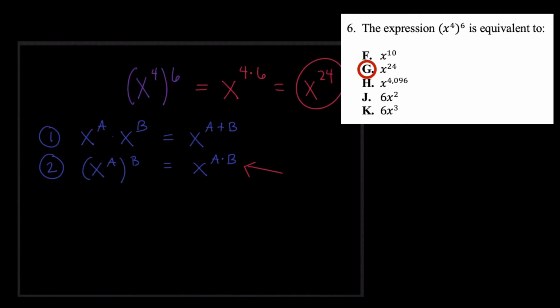If you thought about rule 1, that would give you answer F. So if the problem was x to the 4th times x to the 6th, it would be F. But since we have the parentheses there, we're raising the entire term x to the 4th to the 6th power. It's going to give us G. J and K have 6's as coefficients. That doesn't make much sense in this problem. And H, I think H might be 4 raised to the power of 6, which isn't one of the rules.